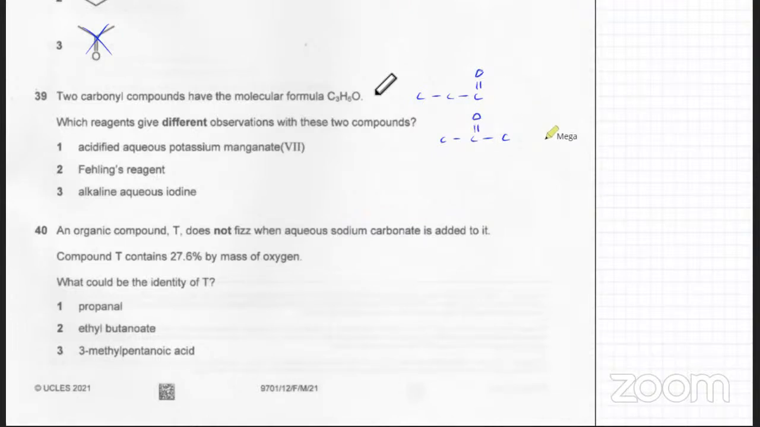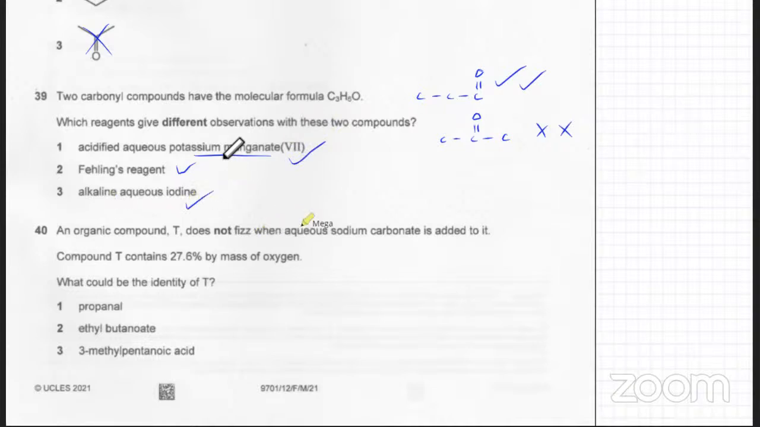So that means one of them is a ketone and the other one is an aldehyde, because you have C double bond O at the end, or you could have C double bond O in the middle. So those are the only two options that you can have. So which reagents give different observations? The first one will give different observations because with KMnO4 oxidation, the first one will oxidize. Aldehydes get oxidized to carboxylic acid. The second one is not going to oxidize. So that is true. Fehling's, definitely true because that's also an oxidizing agent. Aldehydes will oxidize. Ketones are not going to get oxidized. Okay? So first two are correct. Oxidation part is correct. It's going to differentiate.